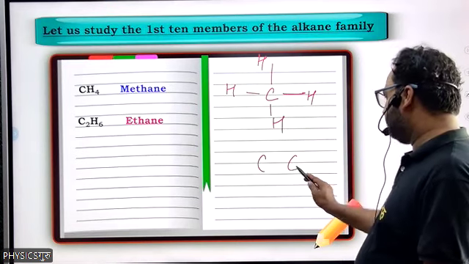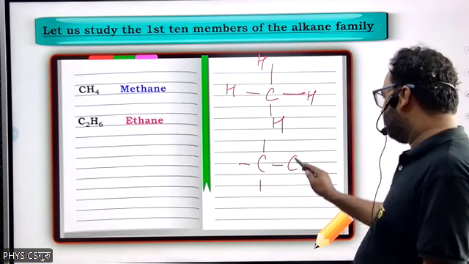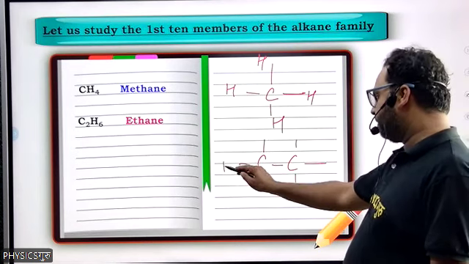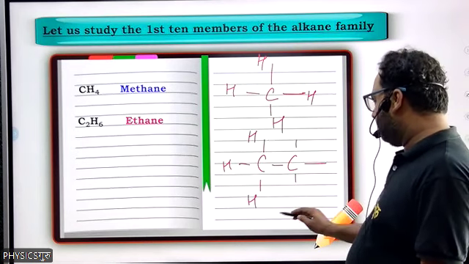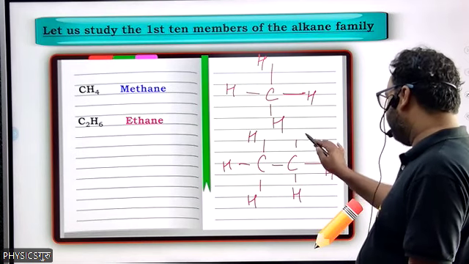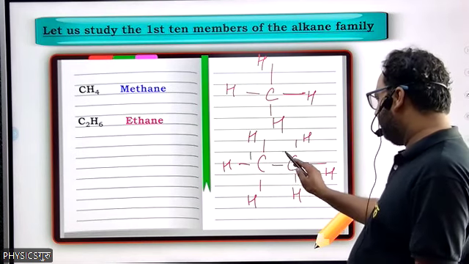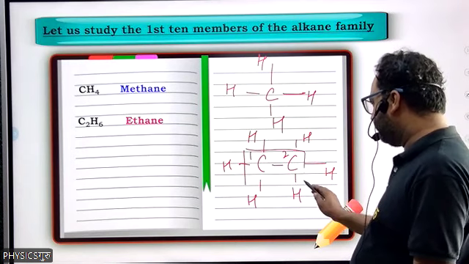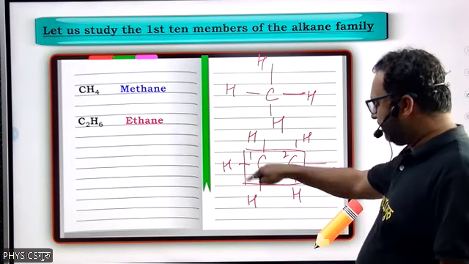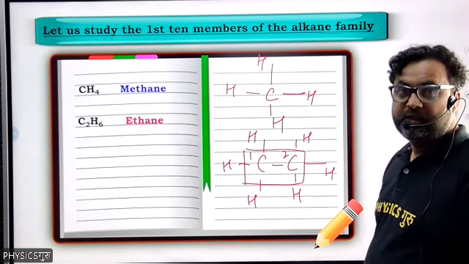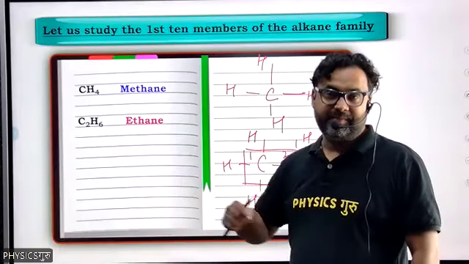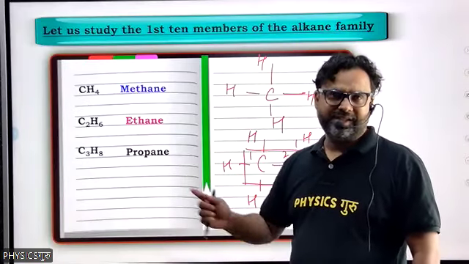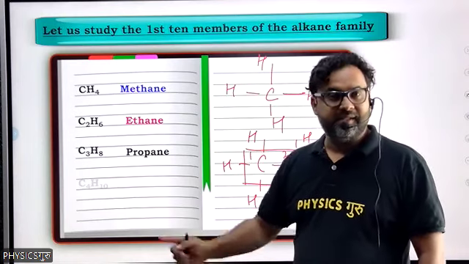Ethane. So 2 carbon connected with hydrogen. So 1, 2, 3, and 1, 2, 3. So how many carbon we have? We have 2 carbon. And how many hydrogen we have? We have 6 hydrogen. So that is ethane. Ethane means C2H6. Third one is propane, that is C3H8.